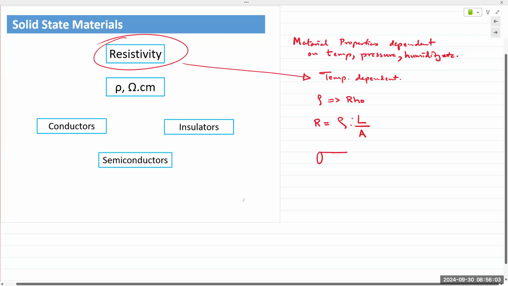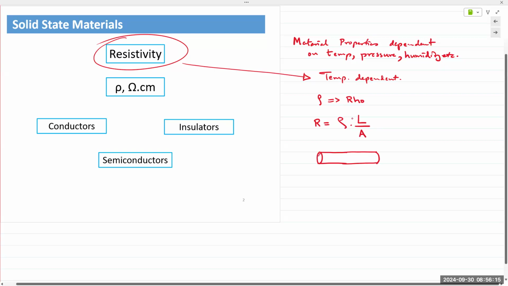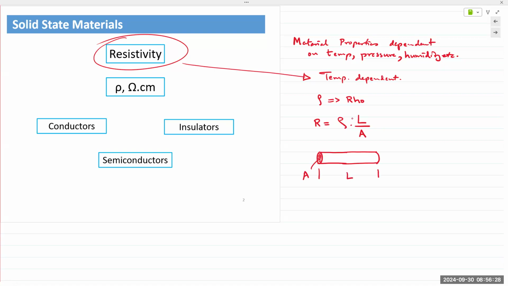So for instance, let's say you have a piece of material. This is the cross-sectional area, and this is the length. And the resistance as measured from end to end would be given by the material property rho L over A. Okay, and of course, units for resistance is ohm.